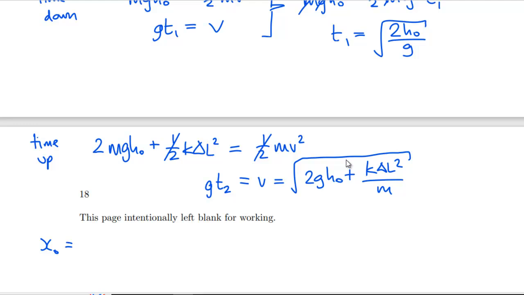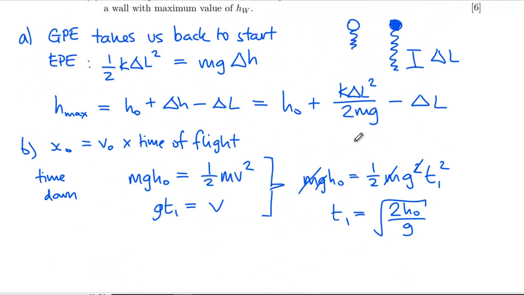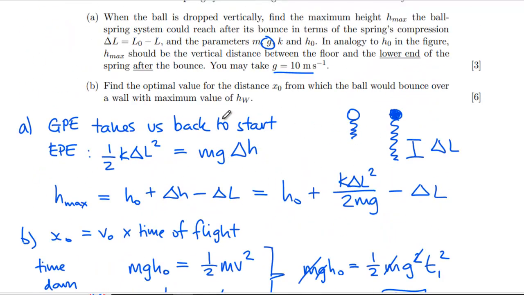So x0 is v0 times t1 plus t2, which is v0 times the square root of 2h0 over g plus 1 over g, and then all of this thing in the square root sign here. So 2gh0 k delta L squared over m. And that is that, I think. We'll just double check the question. Find the optimal distance, x0, from which a ball would bounce over a wall with maximum height hw, right?